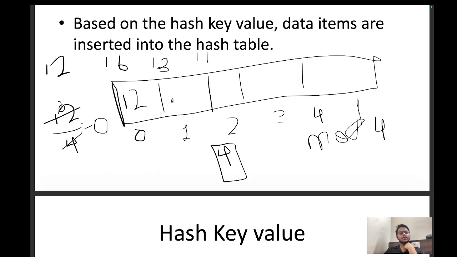Now if we divide 16 by 4, it gets divided 4 times, so 16 by 4 is equal to 4 and the remainder is 0 here also. So if we try to show 16 in place of the 0th value of this array, we see an issue: there is 12 also and there is 16 also, and we can't show two values in the same place. So this is the issue, and to solve it, we have created a hash table.